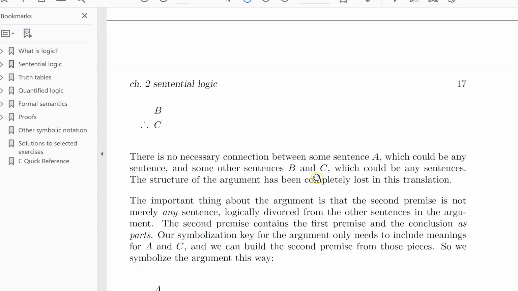And this textbook notes there's no necessary connection between some sentence A, which could be any sentence, and other sentences B and C, which could be any sentences. The structure of the argument has been completely lost in this translation. That's a bad translation, right? We did use capital letters to represent sentences, but in so doing, we in no way preserved the logic that made the argument valid.